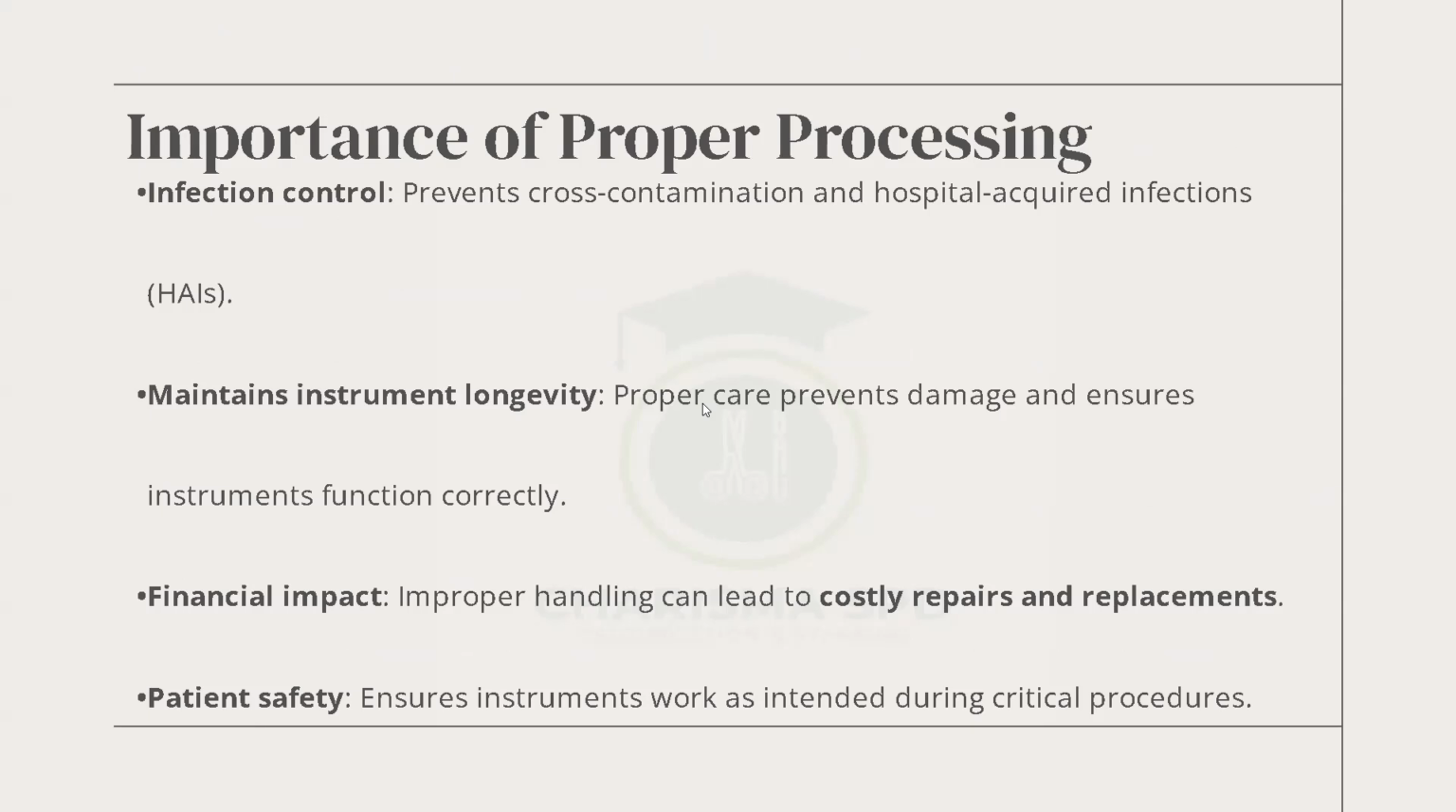Importance of proper processing. We cannot overemphasize this. It is important whether it's simple, complex, or very delicate. We have to follow laid down procedure and standard protocol. Infection control: the importance of proper processing is to prevent infection. What is the role here? They say prevent cross-contamination and hospital-acquired infection, which we call HAIs.